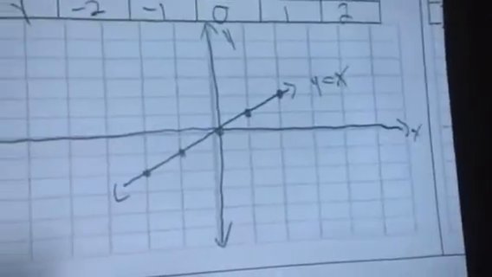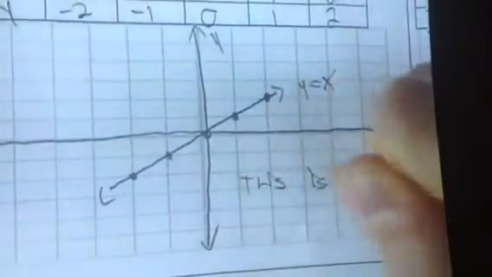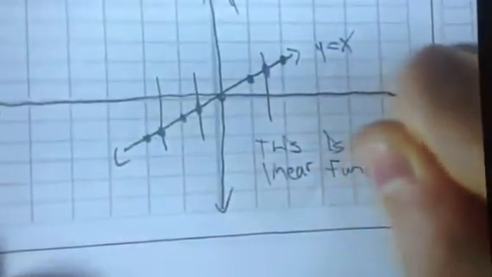Now we need to tell whether or not it is linear and whether or not it is a function. Well, it is linear because it's a straight line. If it's a straight line, it's linear. Now we need to tell if it's a function. Does it pass the vertical line test? Well, yeah. Anytime I draw a vertical line, it's going to intersect this function in exactly one place. So if it intersects it in exactly one place, you know it is a function. So this is a linear function.